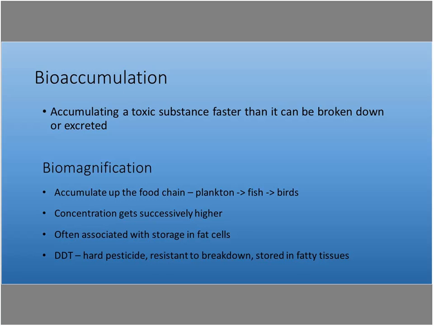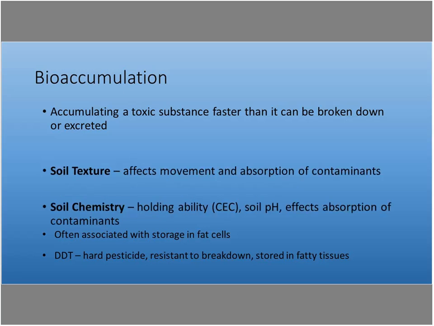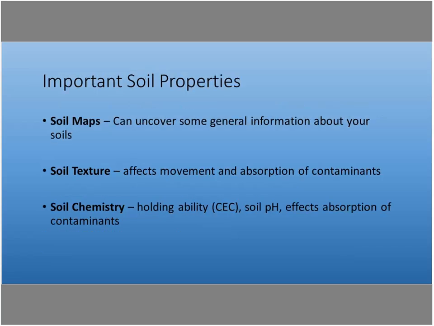So biomagnification is the increasing of the concentration in tissues of the food chain, versus bioaccumulation, which is where your body can't break it down as fast as it accumulates, and then it starts to cause more toxic problems. So like DDT is a hard pesticide. It's resistant to breakdown. They originally liked DDT because it didn't have an effect on people, but because it was harder to break down, it could increase in concentration as it biomagnified, and that's why it was banned.